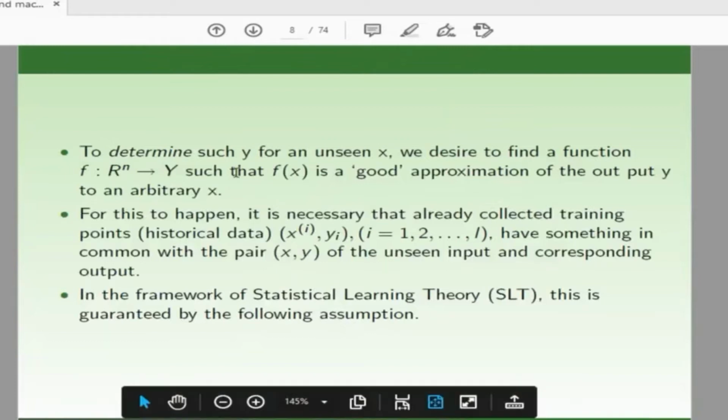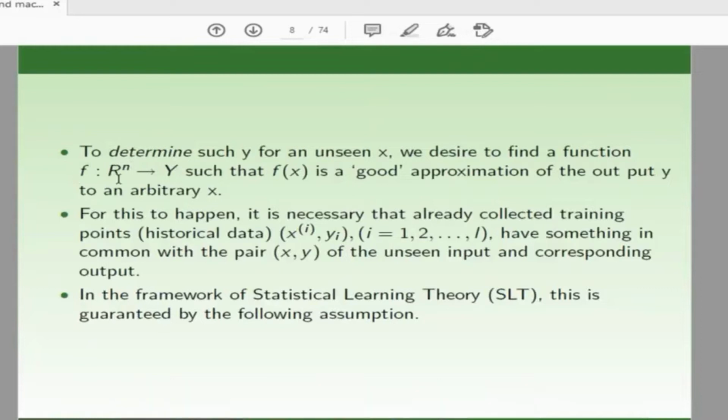That simply means that essentially you want to identify a function from Rn to Y. Y, you remember, is nothing but the two-point set -1 and 1, which is a good approximation of the output for an arbitrary X. And that means you have to understand the meaning of good. When you say that my prediction is a good prediction, the meaning of good has to be understood. For that, you have to make certain assumptions. These assumptions you have to make with regard to the training points and with regard to the new point on which you want to make a prediction.